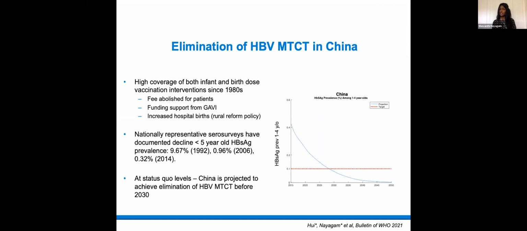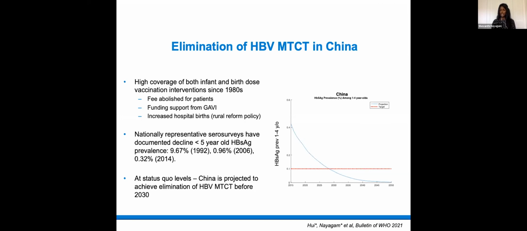Then they went on further to say, well, because we've had high coverage of infant and birth dose vaccination interventions since the 1980s, through many things, including abolishing fees, funding support from Gavi, increased hospital births, they wanted to see how far they could get in elimination to reach this 0.1% prevalence target. Now, China have performed large nationally representative serosurveys, and they've documented the decline empirically in under 5-year-old prevalence from nearly 10% in 1992 to 0.32% in 2014.